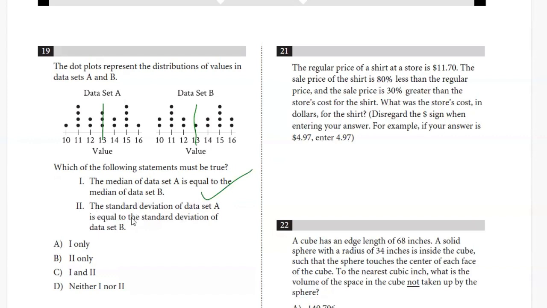The standard deviation of data set A is equal to the standard deviation of data set B. Standard deviation talks about how spread out the data is. For data set A, I can see that it's kind of spread out towards the center. But for data set B, it's like this. So clearly the way the data is spread out is different for B and A. So this statement cannot be true. So for question 19, A is the only correct answer.